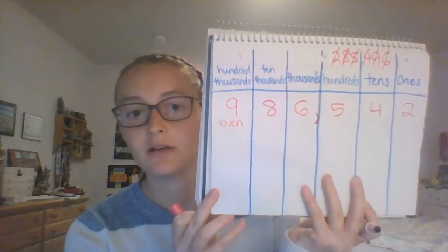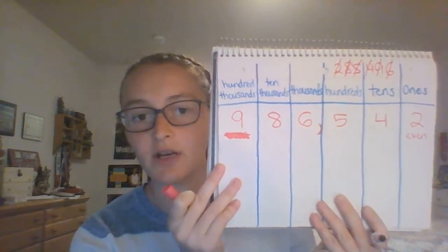And you can go ahead and write even somewhere next to the number. I'm going to write it over here by the 9. Actually, let's put it by the 2, because the 2 helped us determine that it was even. So that's an even number.